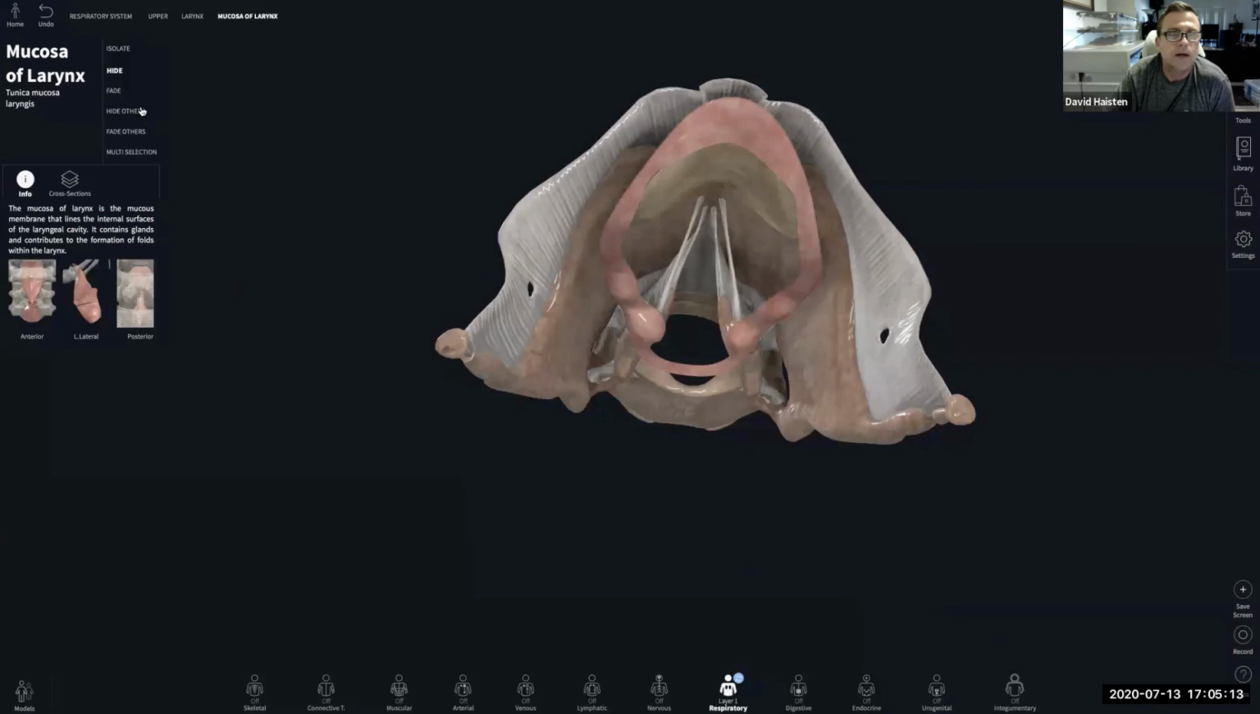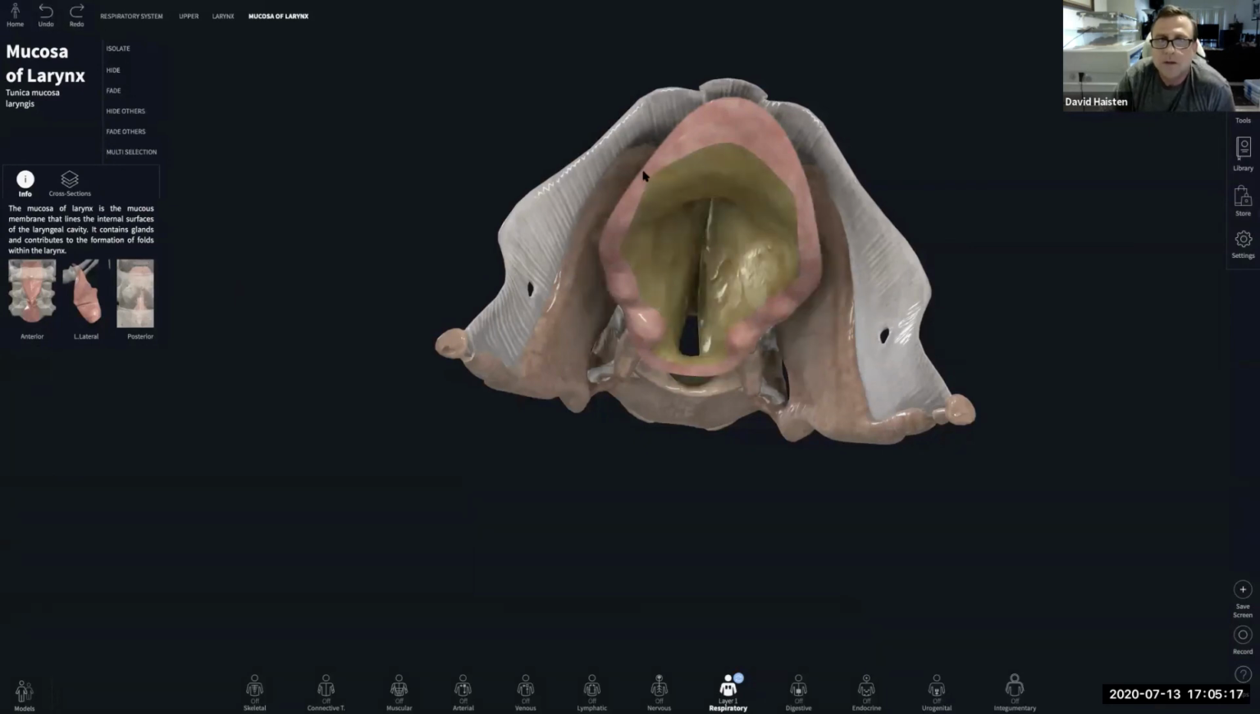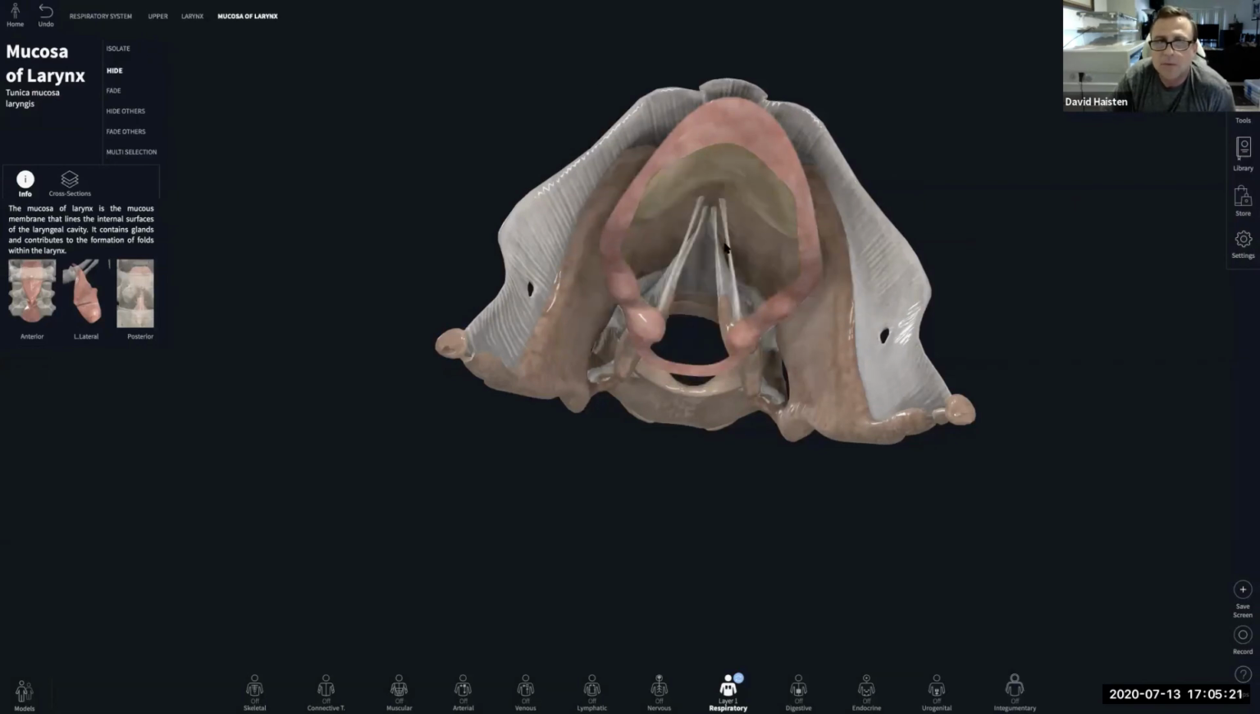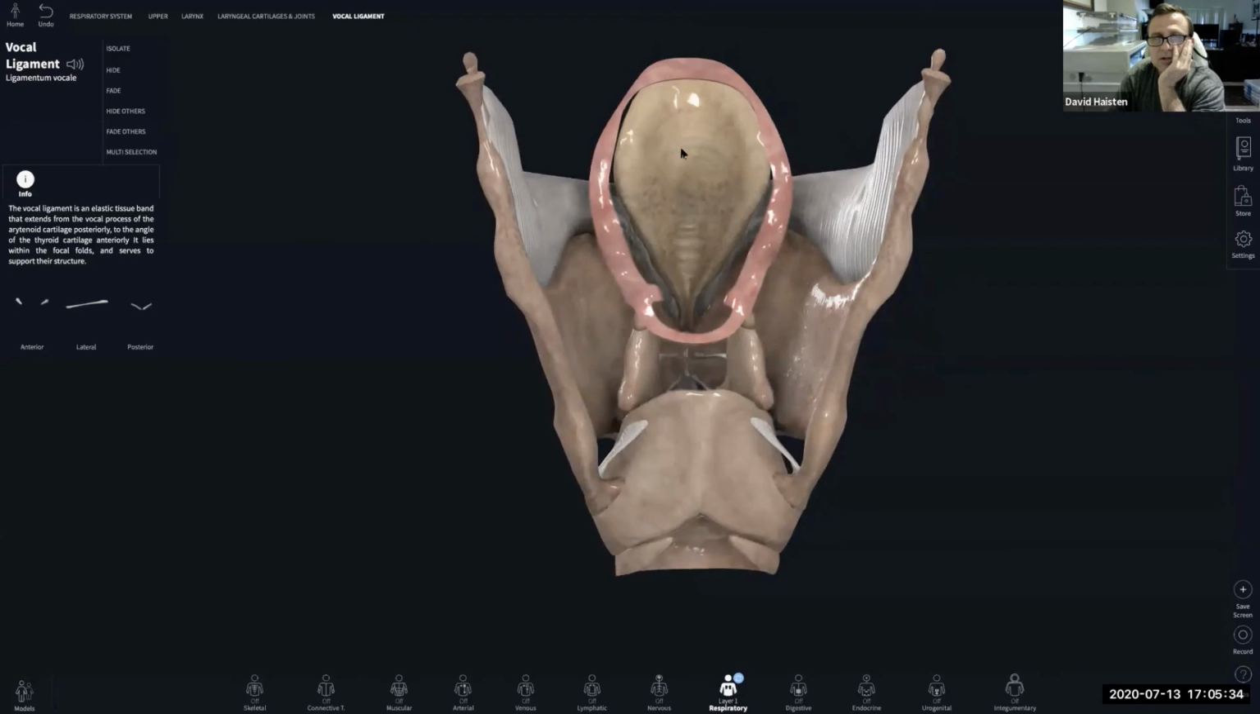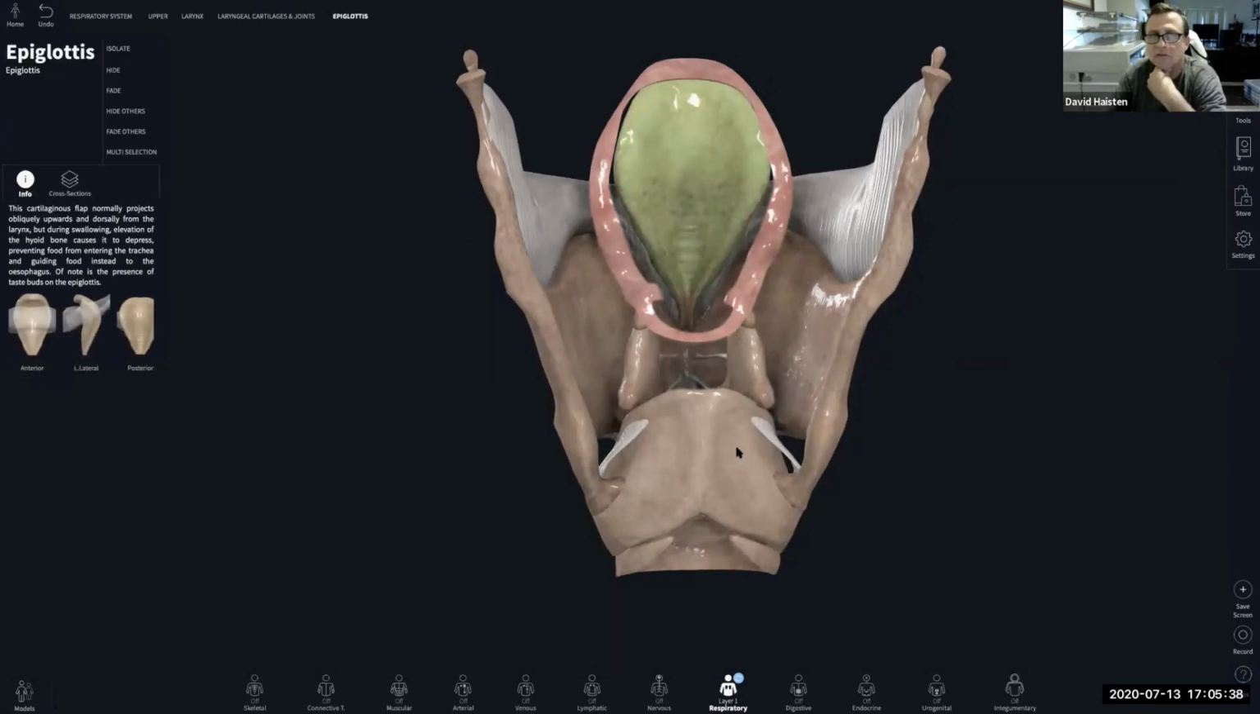Let's undo that. I'll just get rid of it. Okay, here we go. Here's your vocal folds. Okay, vocal ligament. And that's opening into the glottis. Okay, here's your epiglottis. That flap, when you swallow, seals off your glottis.